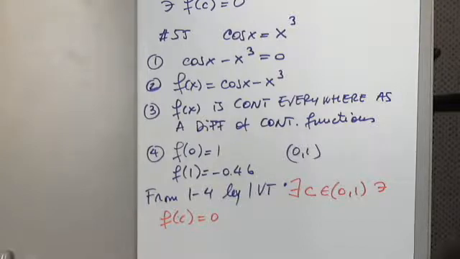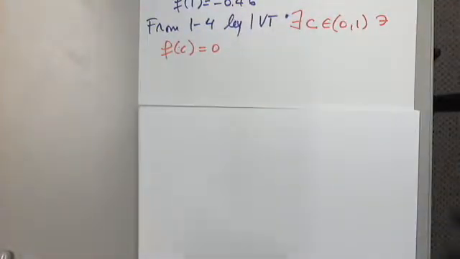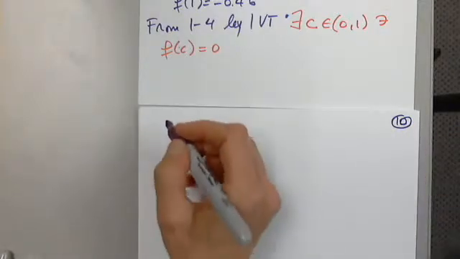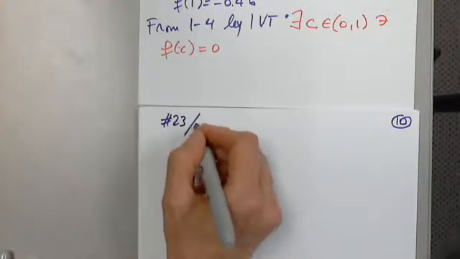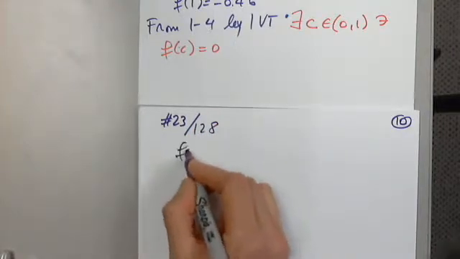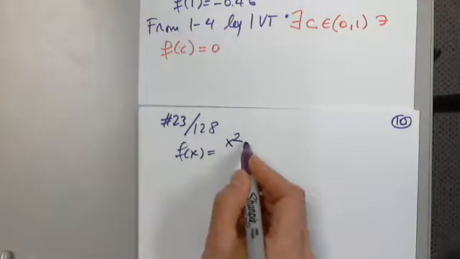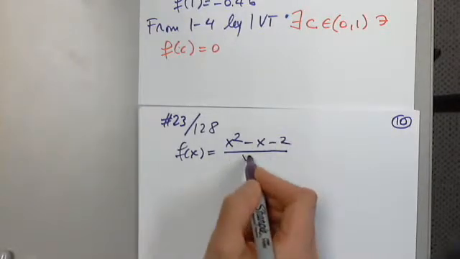So, on the same page, I would like to choose a function. Okay, so here it is, using the function we are given, like, let's say 23, on page 128. Here it is, f of x equals x squared minus x minus 2 divided by x minus 2.